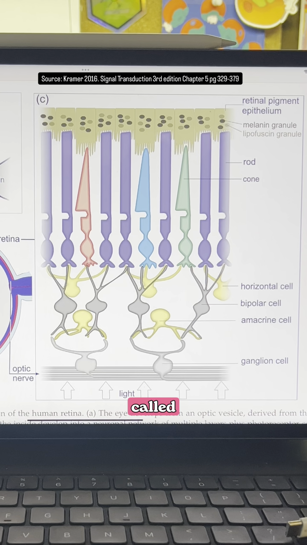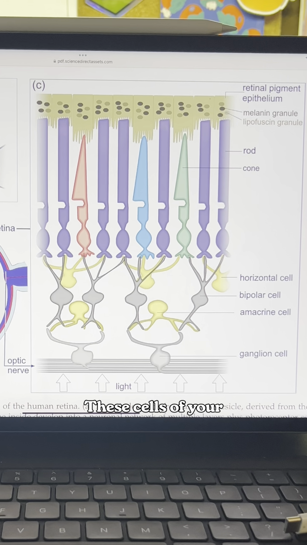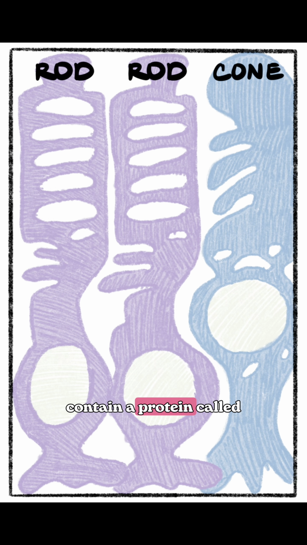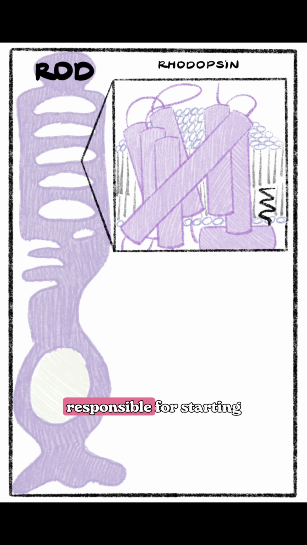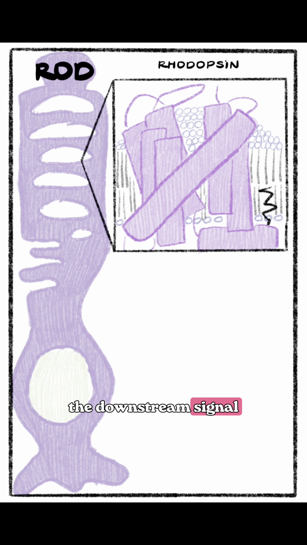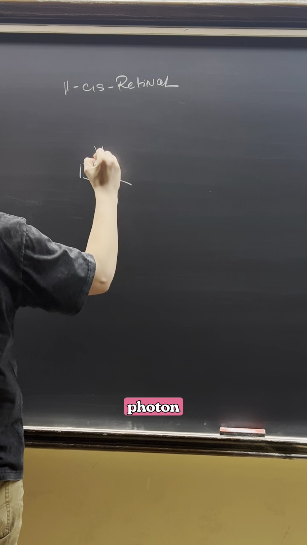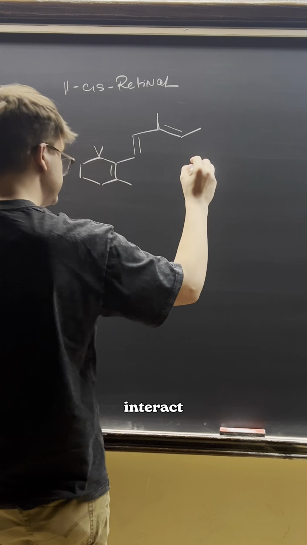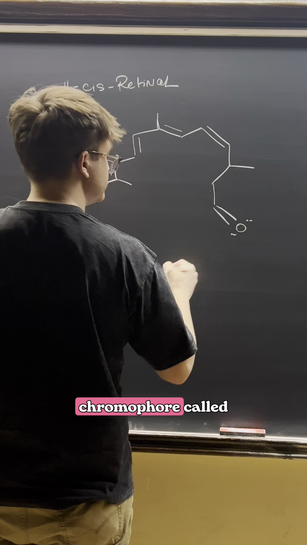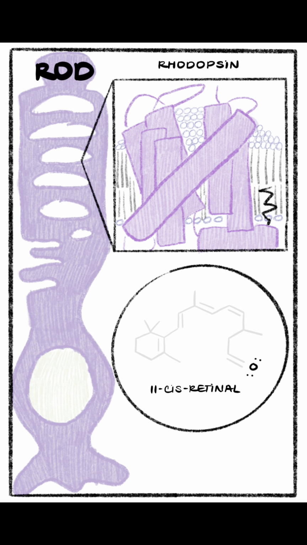In the back of your eye sit photoreceptor cells called rods and cones. These cells of your retina contain a protein called opsin, which is directly responsible for starting the downstream signal that gets sent to your brain for sight through interacting with a photon. The direct part of the protein that can interact with a photon is the chromophore called 11-cis retinol.